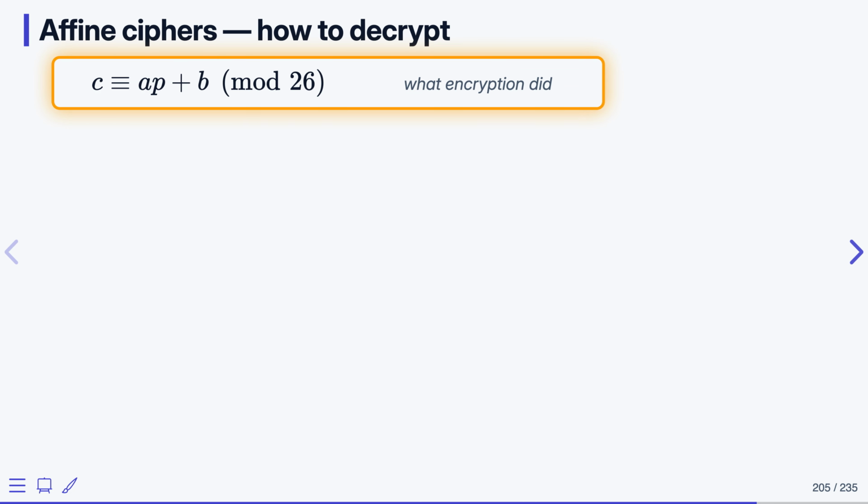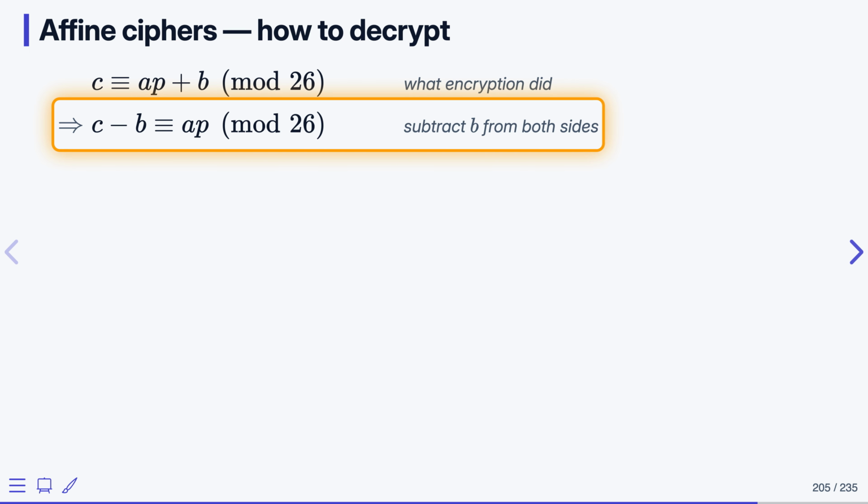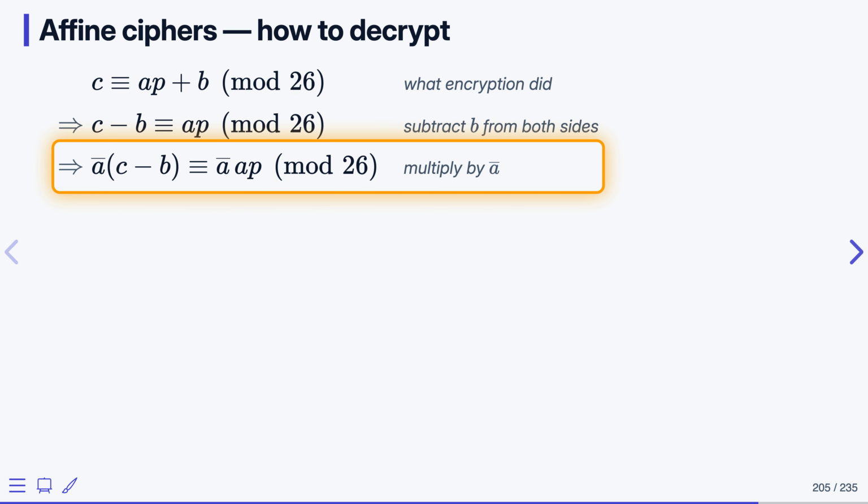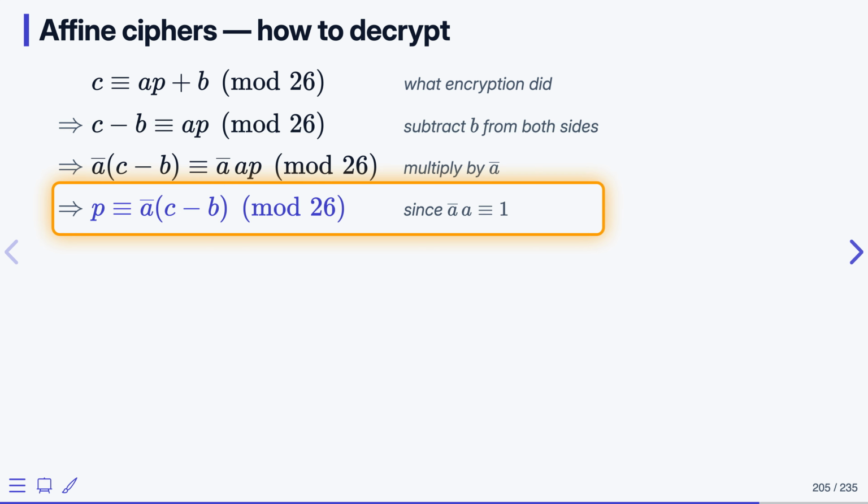To decrypt, we solve for p. Encryption says the cipher number c is congruent to a times p plus b, mod 26. Step 1. Subtract b from both sides. Adding and subtracting are always safe. Now c minus b is congruent to a times p. Step 2. Multiply both sides by a bar, the inverse of a modulo 26. Multiplying is safe too. Step 3. On the right, a bar times a is congruent to 1, so it cancels and leaves p alone. So p is congruent to a bar times, in brackets, c minus b.